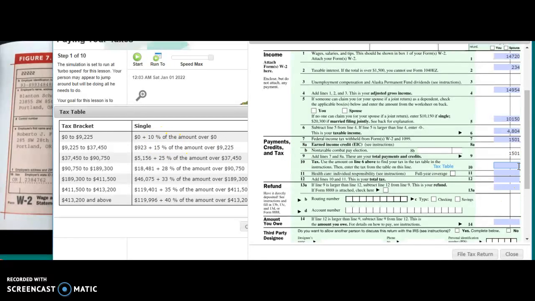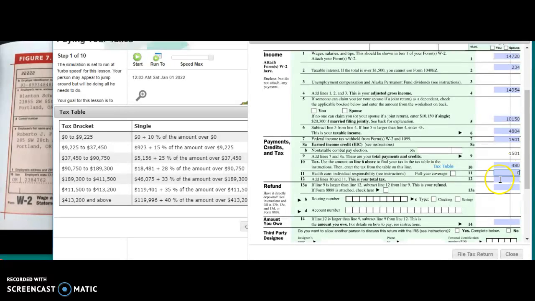So when we multiply 4,804, let's go ahead and remove that comma, by 10%, we are going to have $480.40. Just remember, we don't do decimals or cents. We just round to the nearest whole dollar. So we're going to leave it at $480. Line 11 states healthcare, individual responsibility, see instructions. We had full year coverage. So we don't have a penalty to pay for health care since we had health care all year long. So we're going to put a 0 in this box.